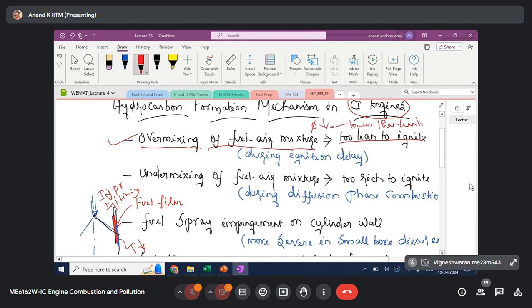You have a rich Phi limit and a lean Phi limit. When there is over-mixing, the value of Phi will be lower than the lean limit. Thus, it cannot burn, rather it can only slowly oxidize. So partially oxidized HC will be carried away through the exhaust gas. Let us look at when this happens in the operating cycle of a CI engine. Over-mixing happens during the ignition delay time.